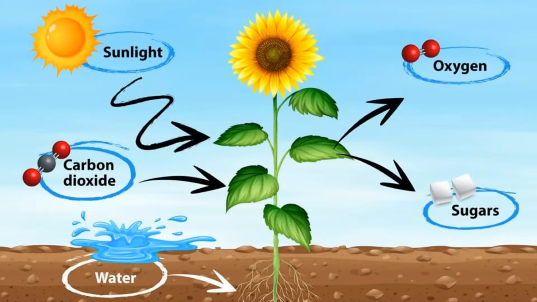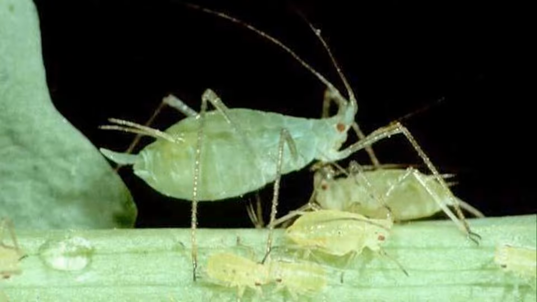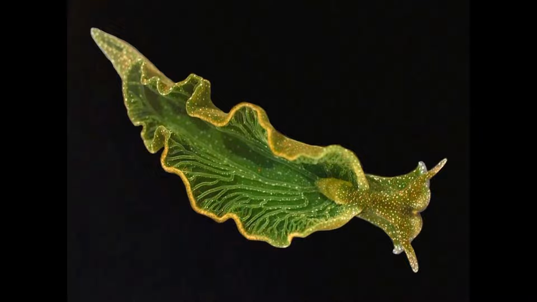Photosynthesis is the process of converting light energy to chemical energy and storing it in the bonds of sugar. The process occurs in plants and actually a very few funky animals. Yes, we're looking at you, spotted salamander, pea aphid, and a type of sea slug.